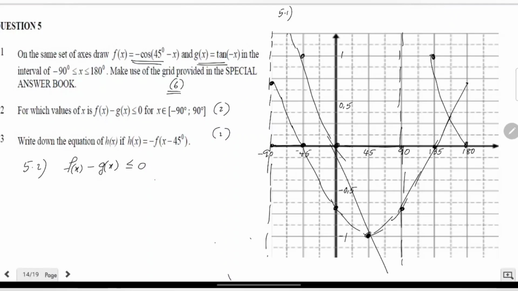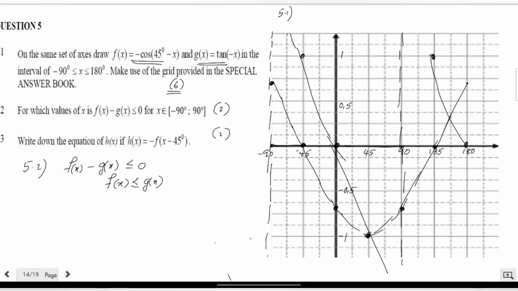When you see this, it can confuse you, but if you send g of x to the other side, it becomes an inequality you are familiar with: f of x less than or equal to g of x. Now it is clear: f of x under, g of x above, from minus 90 to 90.